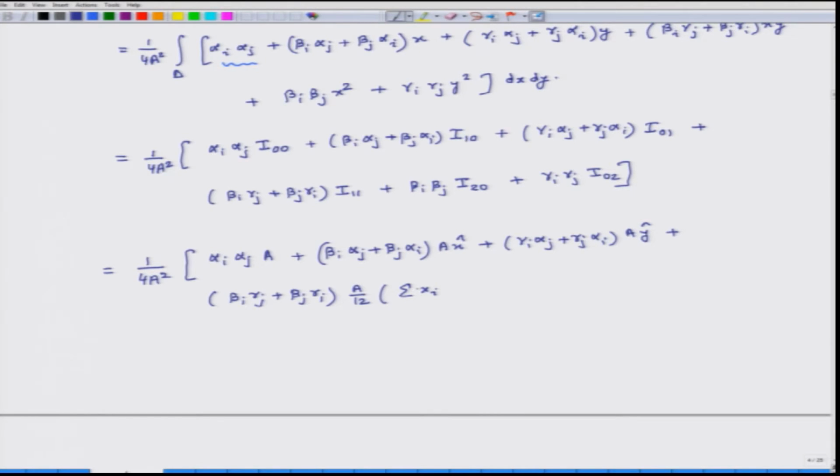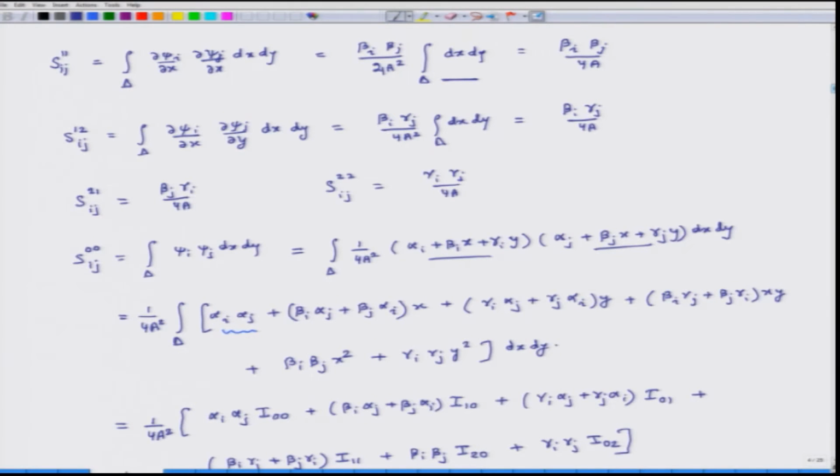So, it is a long expression, but you can plug in there. At this stage I will just leave it as I_11, but you know what the expression for I_11 is, plus beta_i beta_j I_20 plus gamma_i gamma_j I_02. Okay. So, this is S_00^ij. So, using this relation you can calculate S_00.